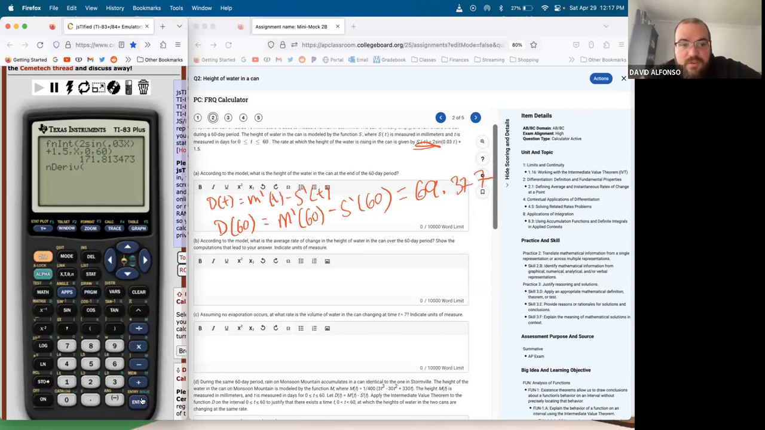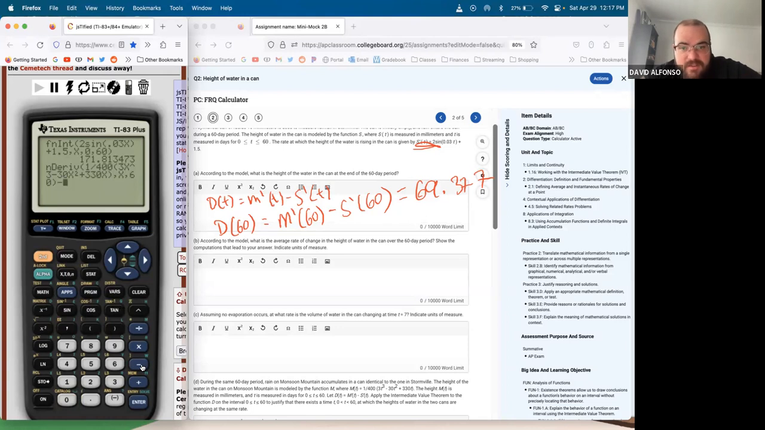So what you'd have to do here is type out the function m. So 1 over 40 times 3x cubed minus 30x squared plus 330x, close parentheses, comma, with respect to x, comma, at x equals 60, right?